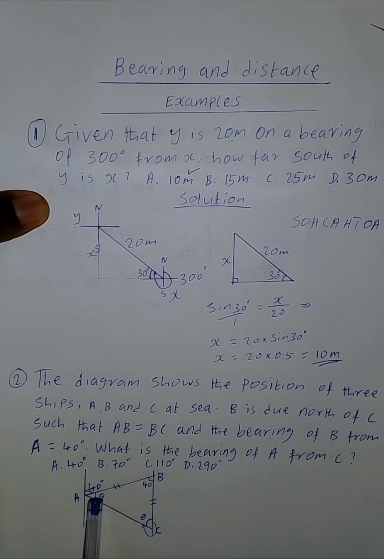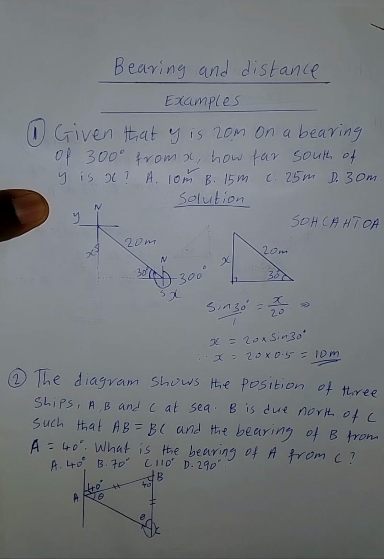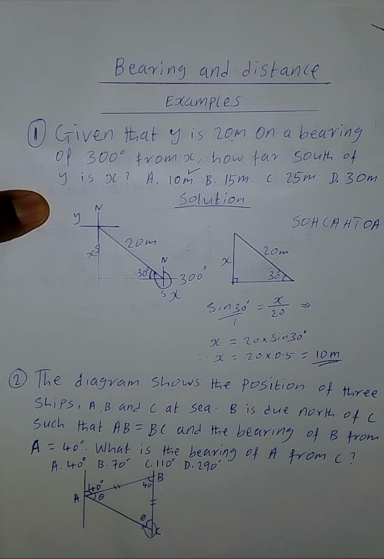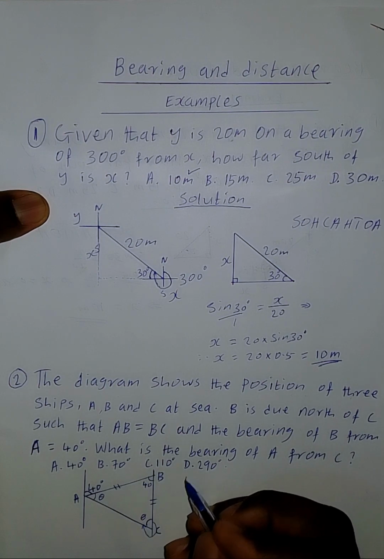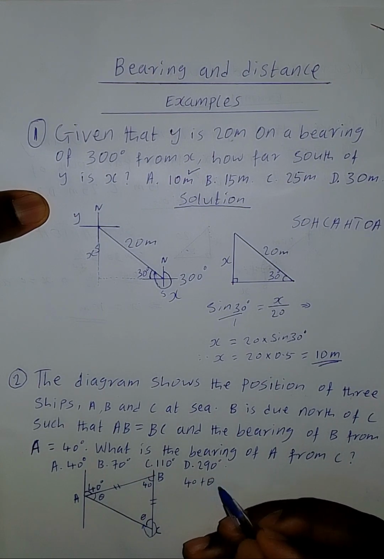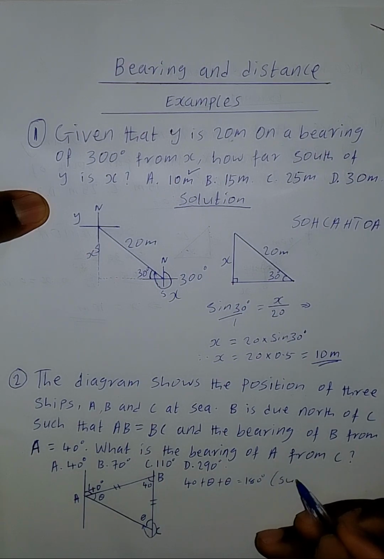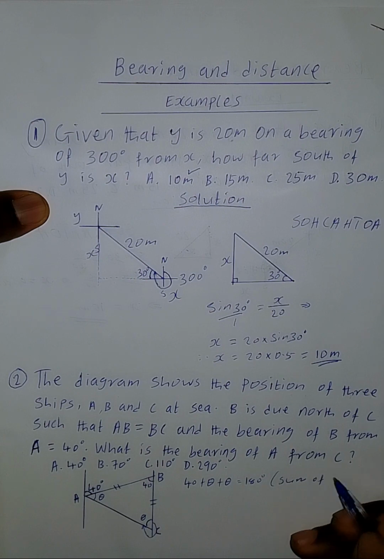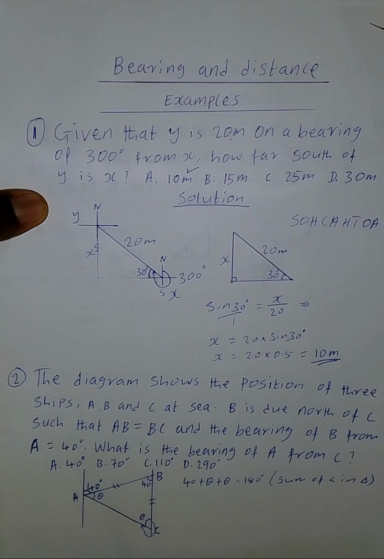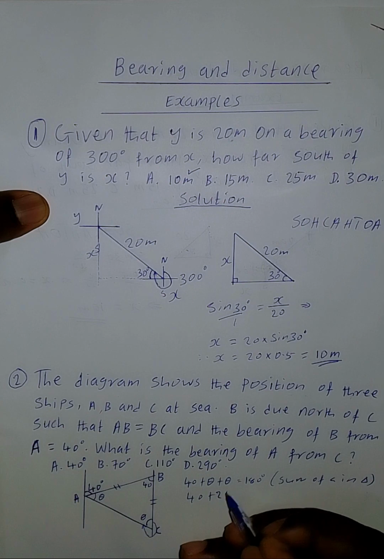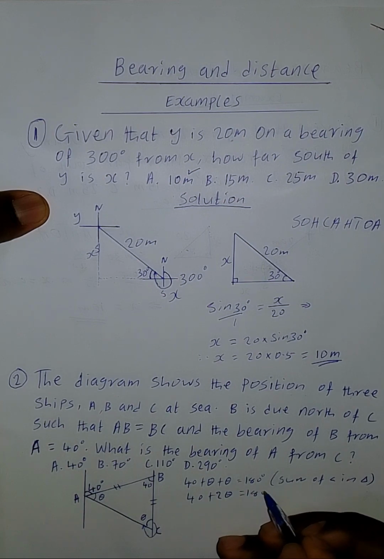This angle and this angle must be equal. From the theorem of the sum of angles in a triangle, these angles must sum up to 180 degrees. That's 40 plus theta must be equal to 180 degrees. Reason: the sum of angles in a triangle is always equal to 180 degrees. So this means that 40 plus 2 theta is equal to 180 degrees.